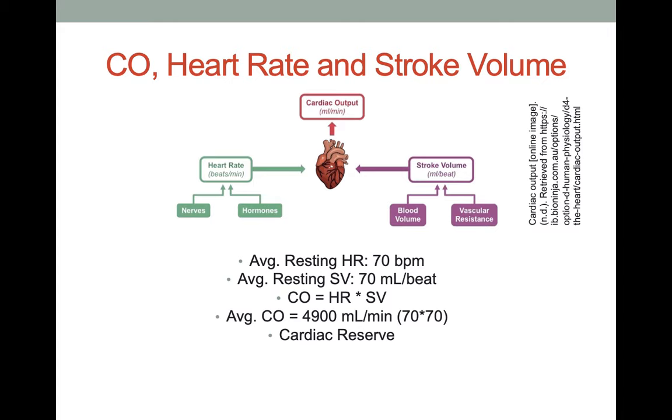Now, during exercise, this cardiac output obviously increases and can increase to 20 to 25 liters per minute. We have a thing called cardiac reserve. Our cardiac reserve is the difference between our cardiac output at rest and the maximum volume of blood the heart can pump per minute. So cardiac reserve is something we can look at.